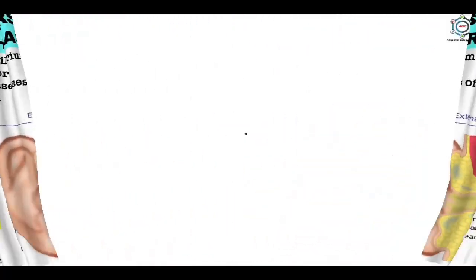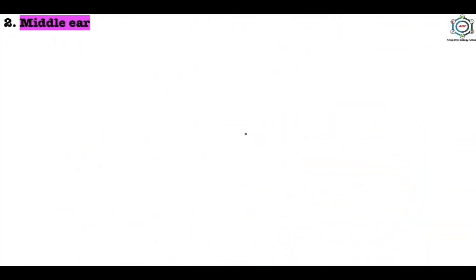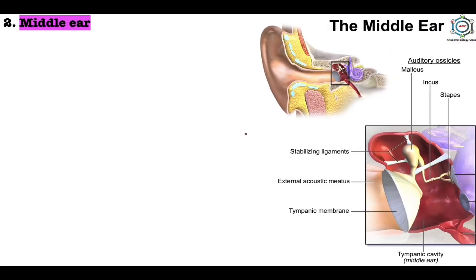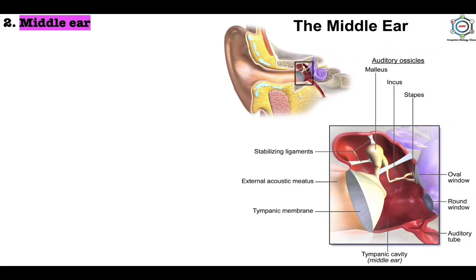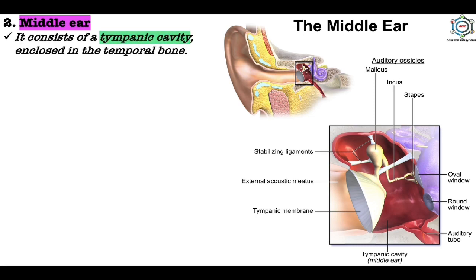After that, the second part of the ear, that is the middle ear. In the picture, you can see the structure of the middle ear. It consists of a tympanic cavity. In the picture, you can see this is the tympanic cavity in the middle ear and enclosed in the temporal bone.